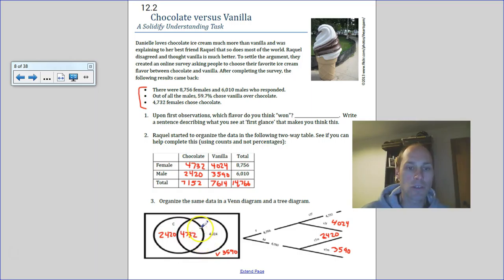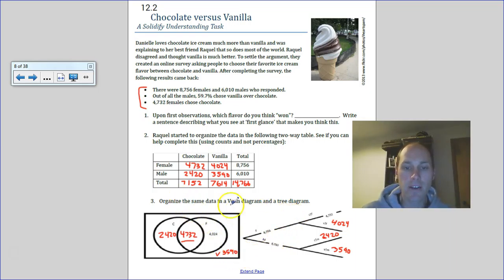Here, this is people who chose chocolate, and this is females. So the middle would be females who chose chocolate, which we can see is 4,732, which means this would be females who did not choose chocolate. They would not be females in this section. So the males who chose chocolate, which would leave people who did not choose chocolate and were not female, would be those vanilla males, 3,590.